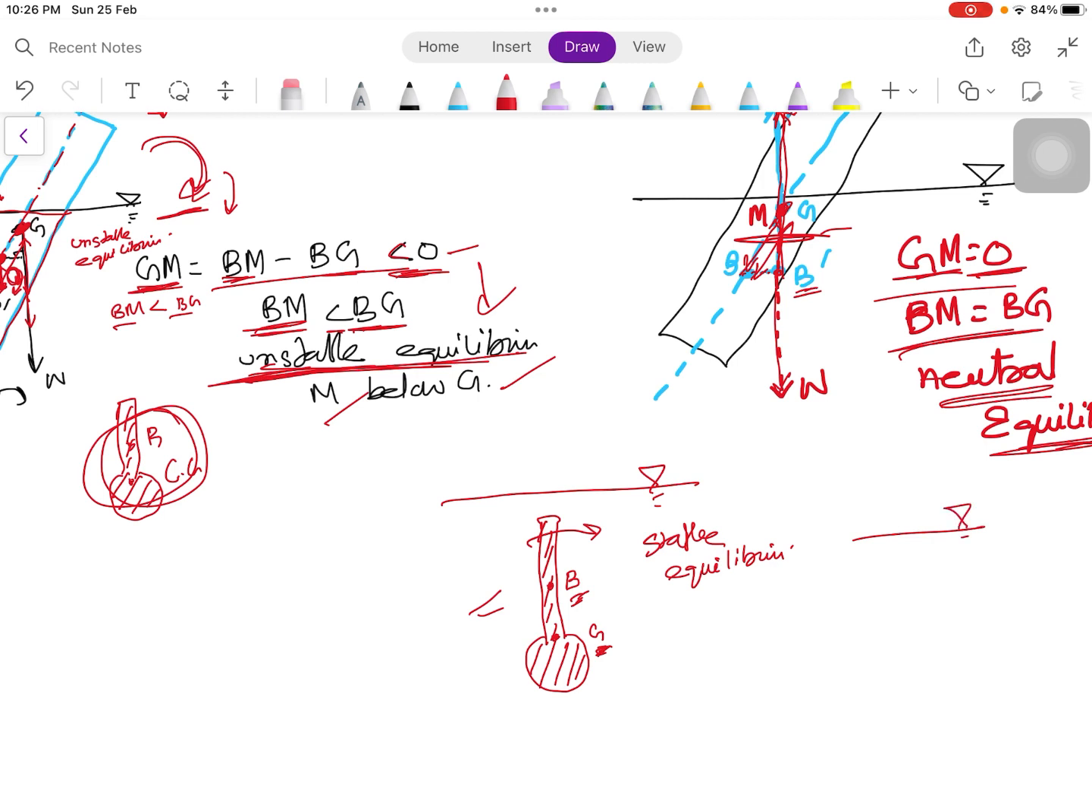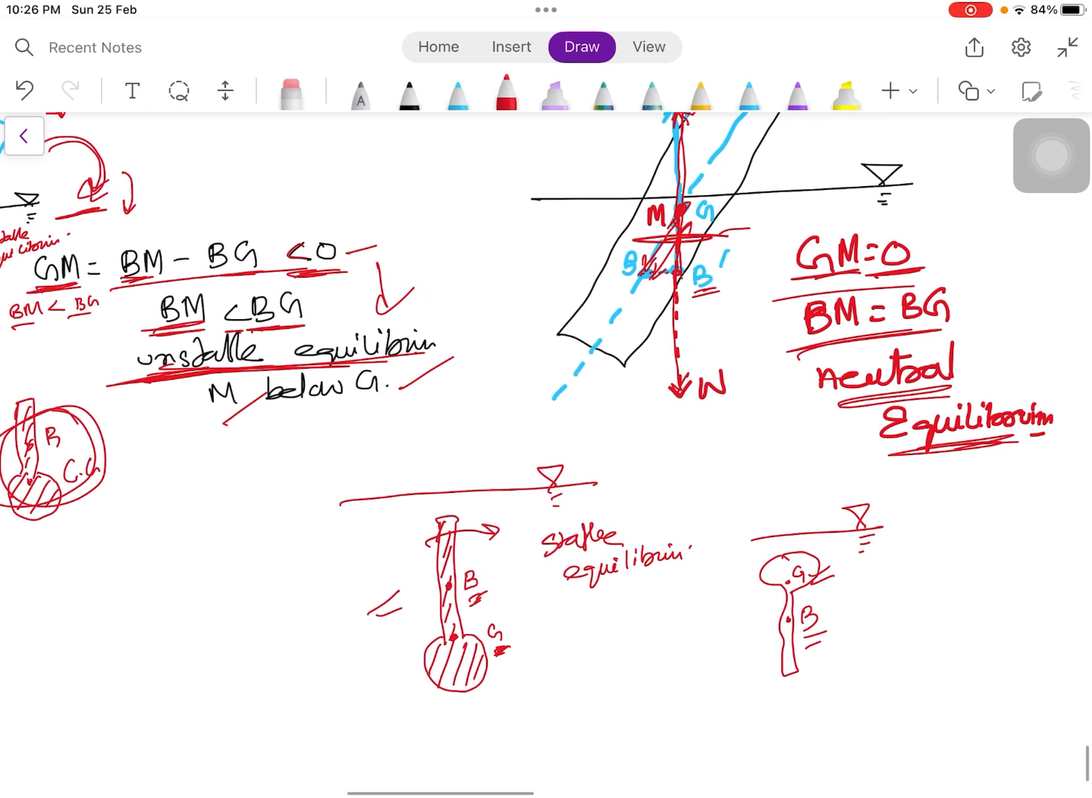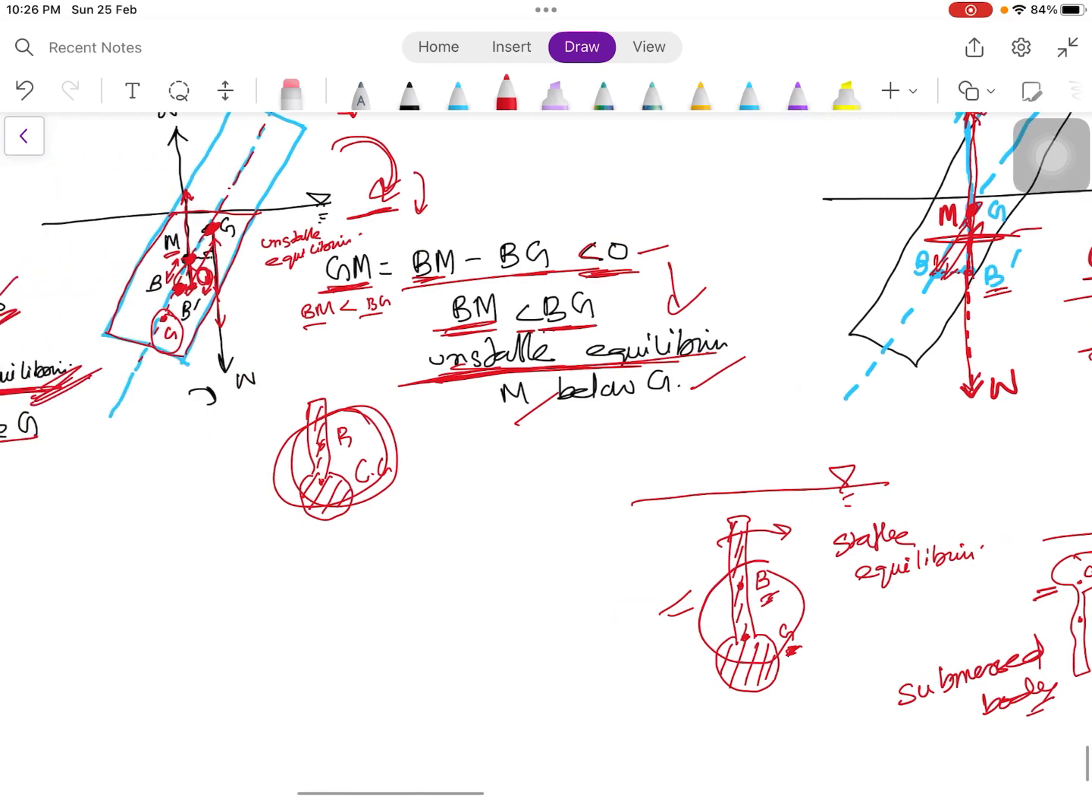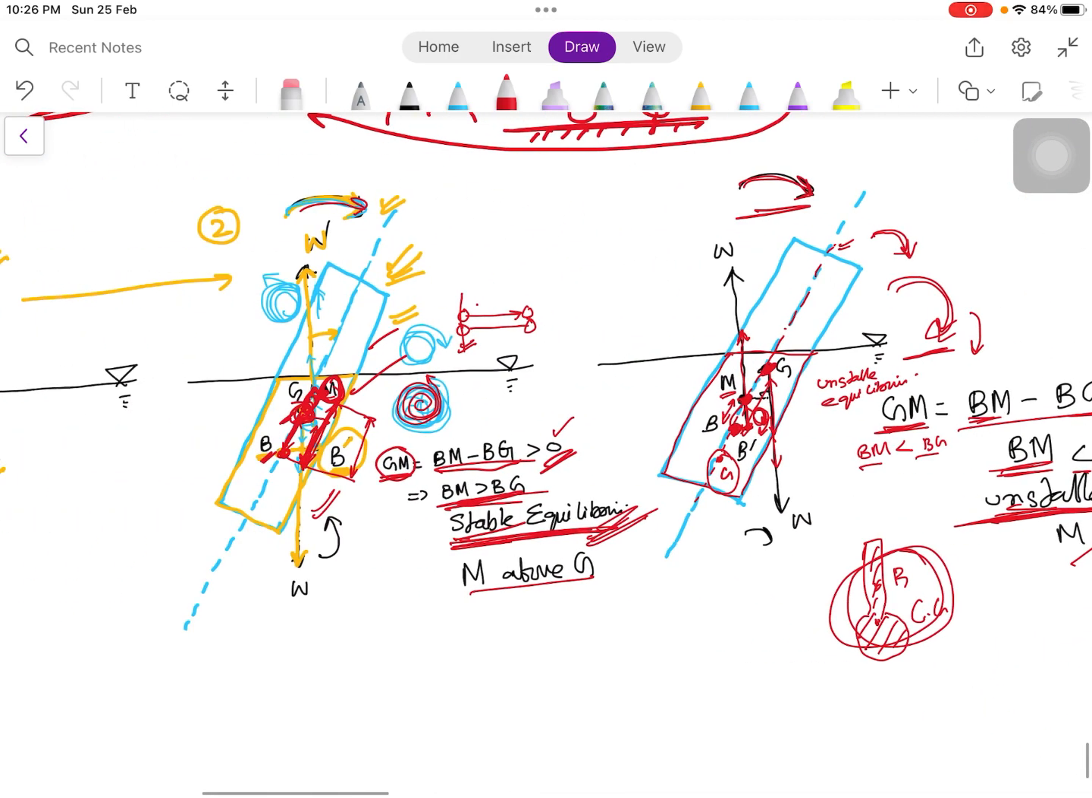And similarly, if the center of gravity is above the center of buoyancy, then it would lead to an unstable equilibrium. But this case of the center of buoyancy being above the center of gravity, or the center of buoyancy being below the center of gravity, is valid for a submerged body. We will discuss that in detail in some other question in future.